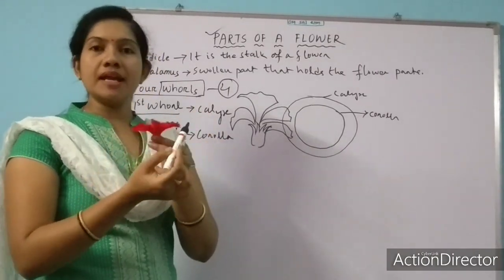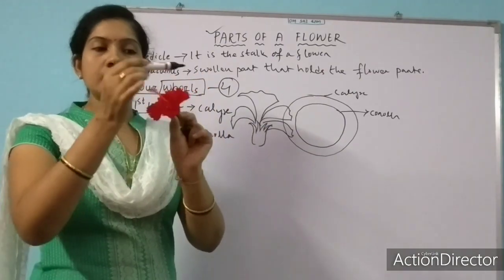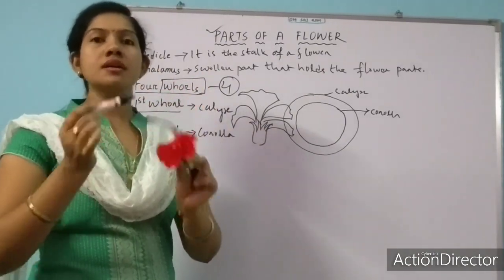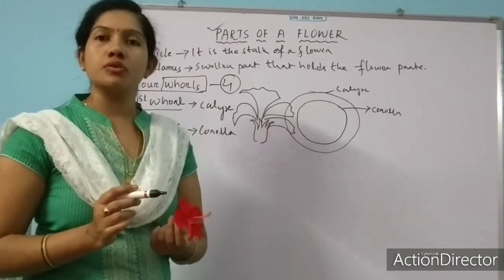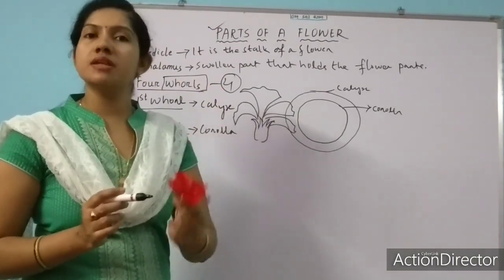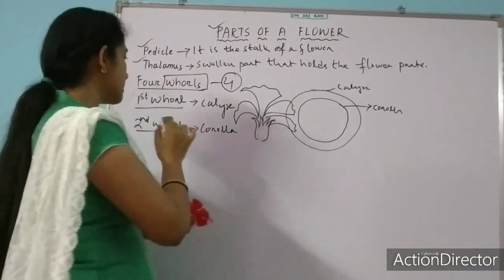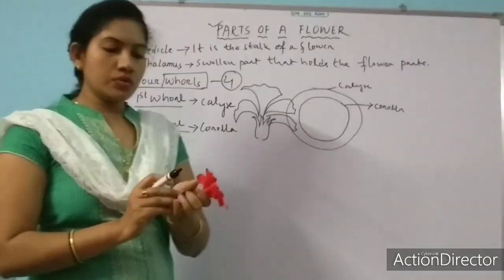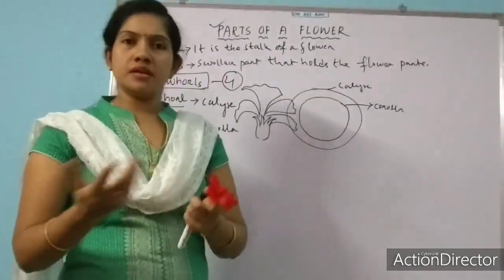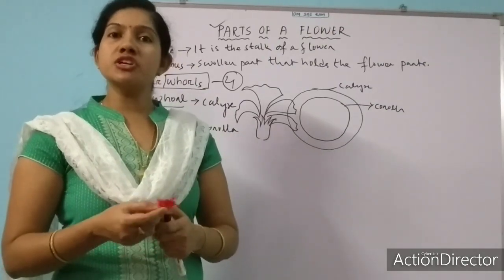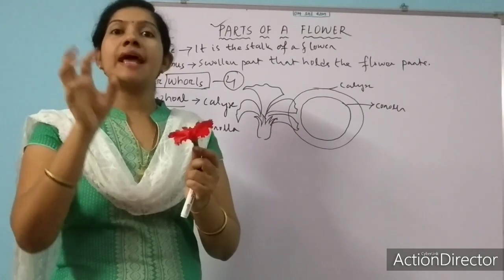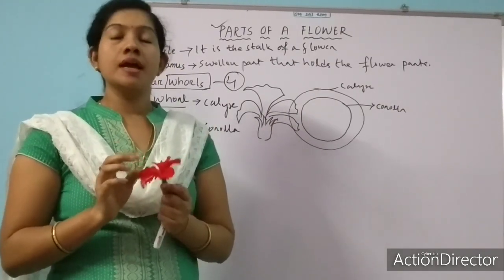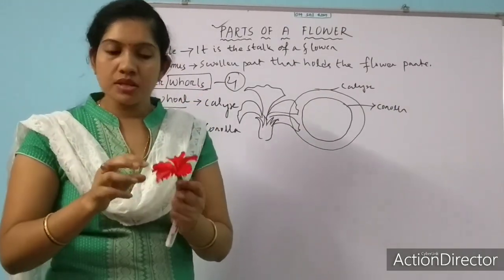You can see the bright red colored petals here. Collectively they are known as what? Corolla. The petals collectively are known as corolla and the sepals collectively are known as calyx. So this is the second whorl of a flower. Now we can easily tell what may be the function of the second whorl of the flower. It helps to attract insects for pollination.